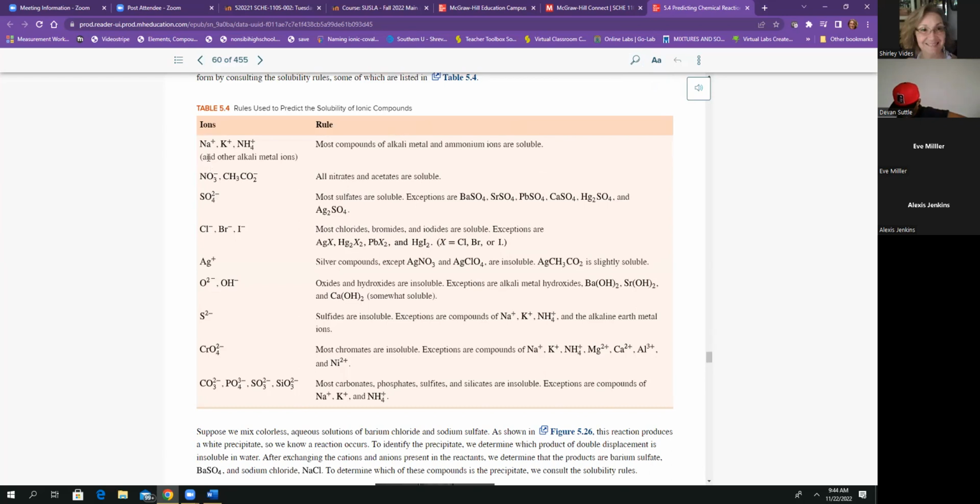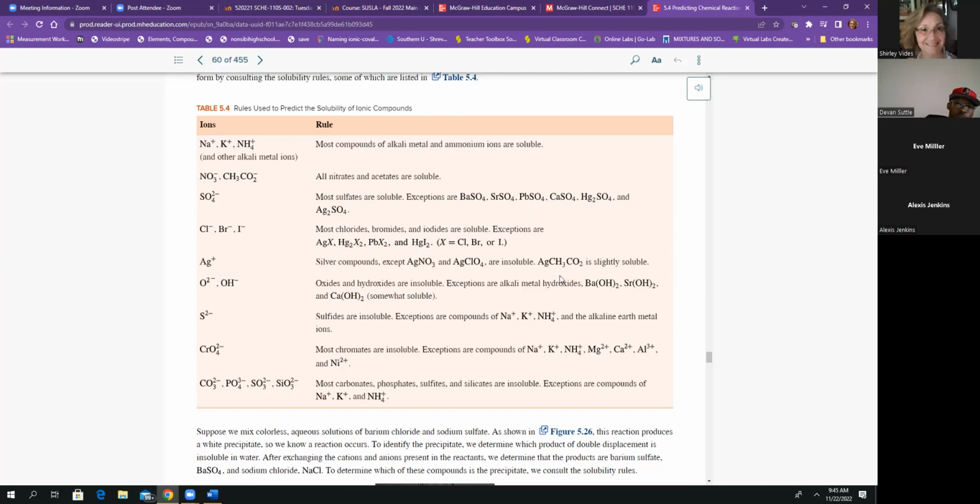You notice how it says Na, so sodium, potassium, and ammonium ions are soluble. You see that? Most. It says most. Then it gives you some: all nitrates and acetates are soluble. So anything you put with nitrate and acetate is going to be soluble. Most sulfates are soluble except for barium, strontium, lead, calcium, and magnesium, and silver. You see that? So these are the exceptions. And then most chlorides, bromides, and iodides are soluble except for silver, mercury, lead, and the other mercury.